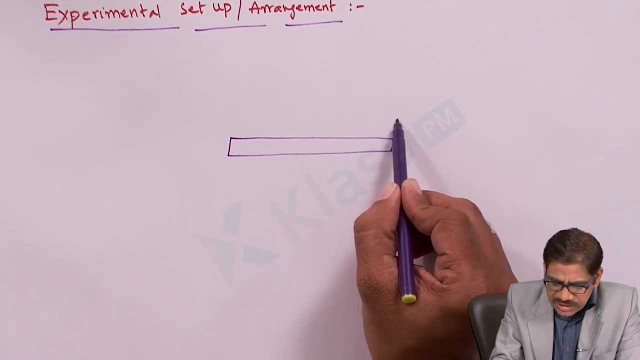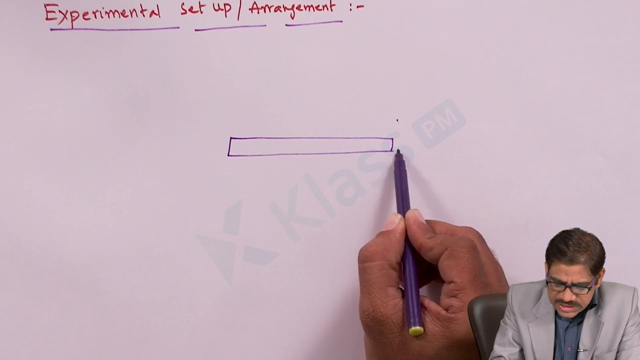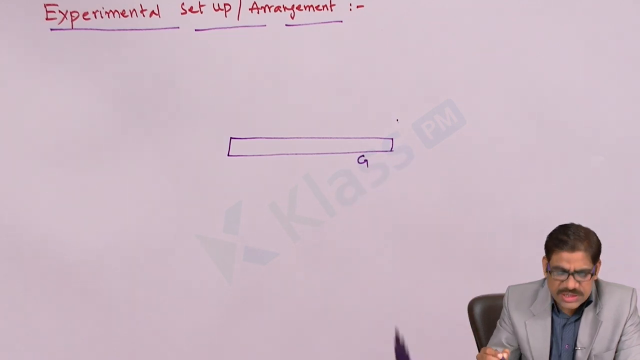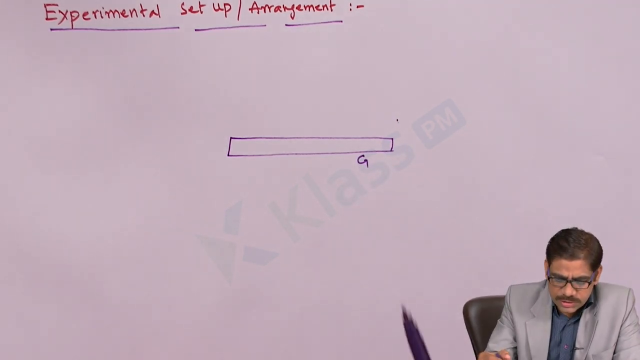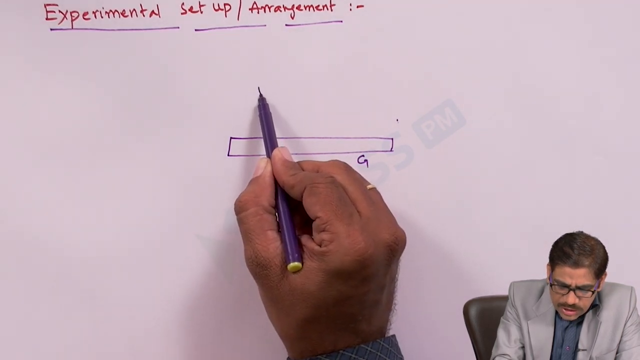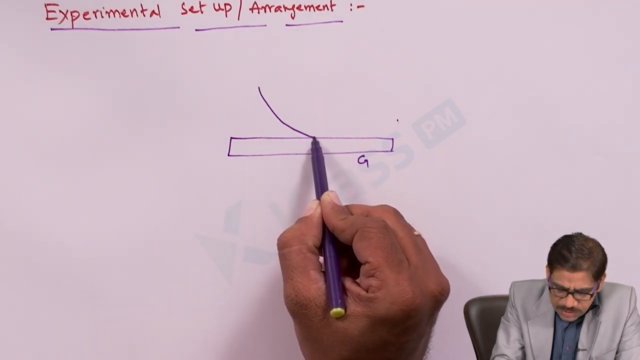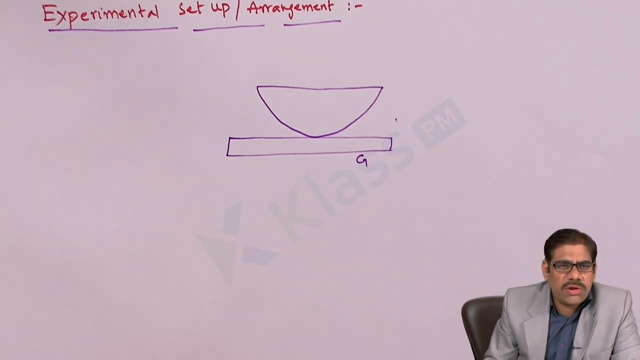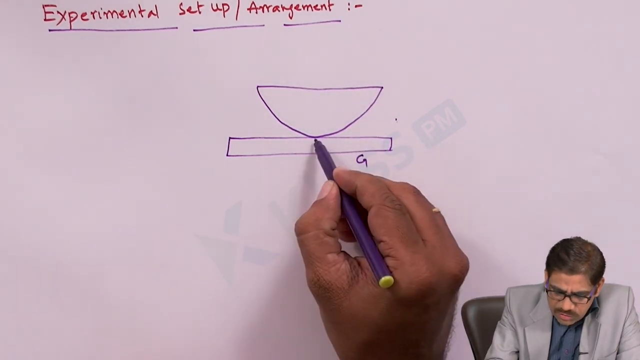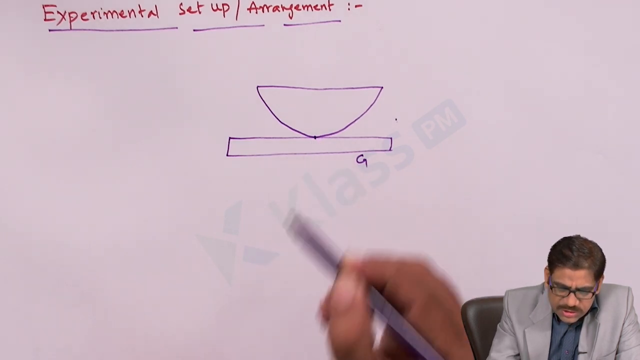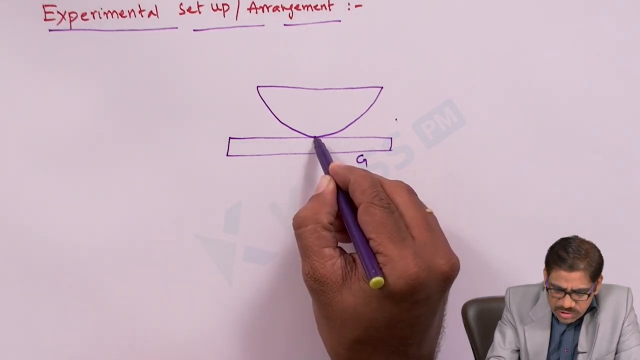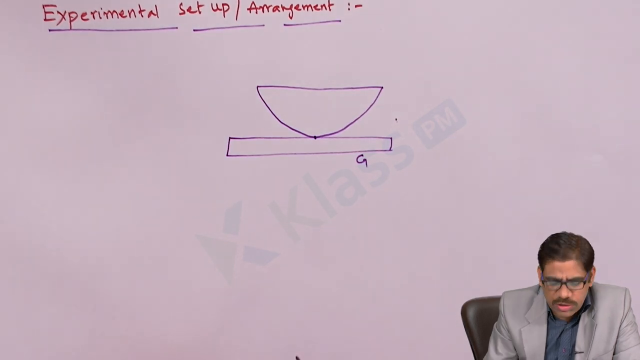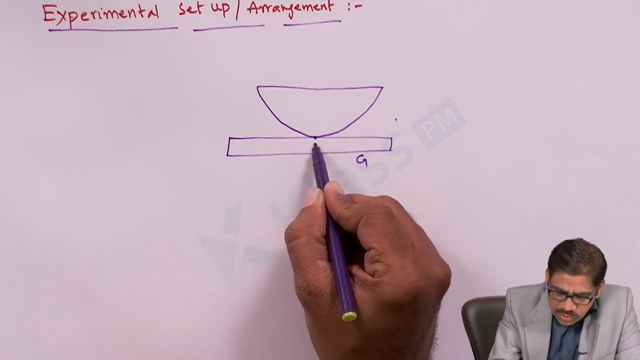Let us consider this glass plate as G. G is supposed to be the plain glass plate. You have a convex lens, a plano convex lens. Let us consider this is the surface of the plano convex lens. Now we are talking about this point. At this particular point of contact, the thickness is supposed to be zero. Let us call this point O.